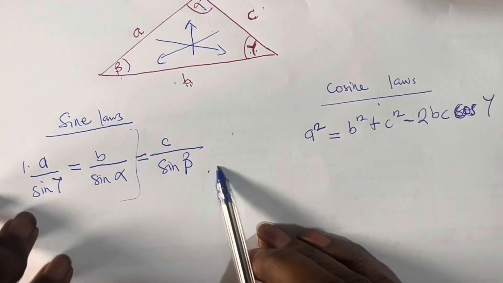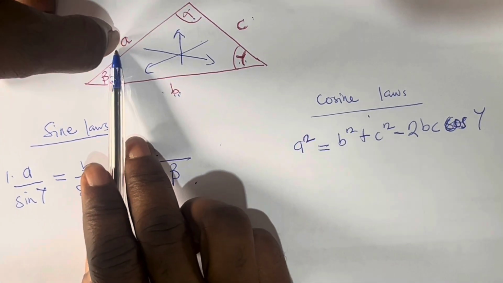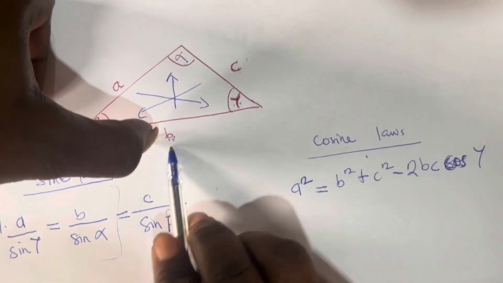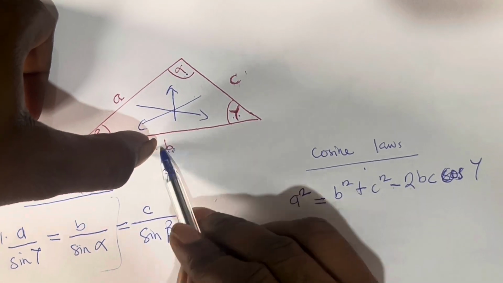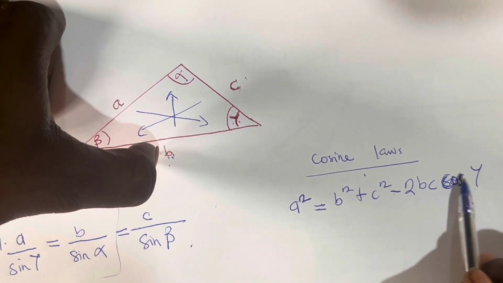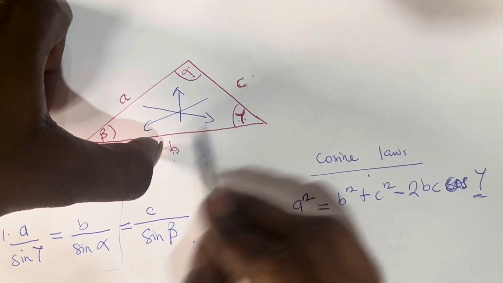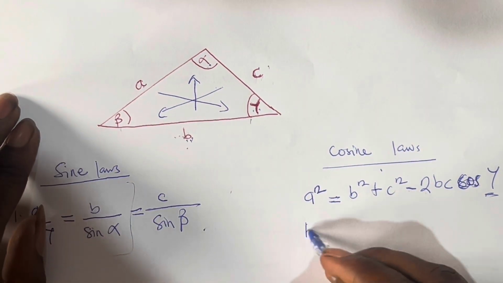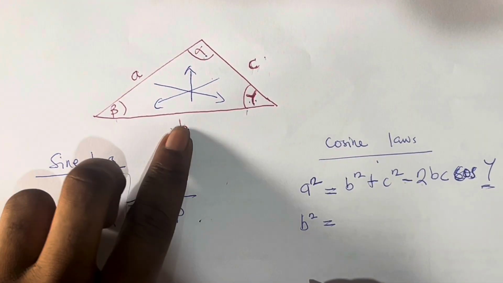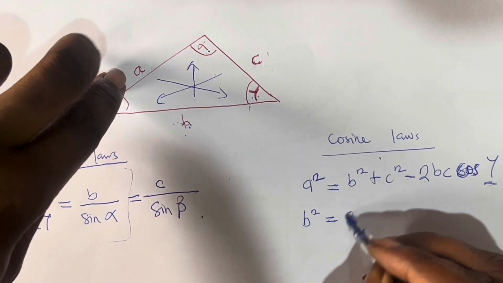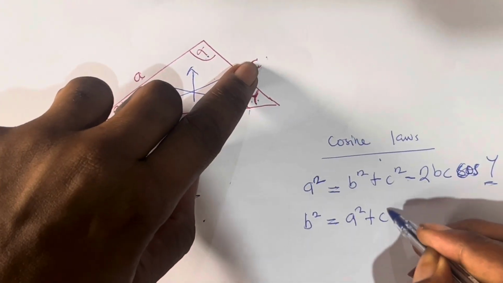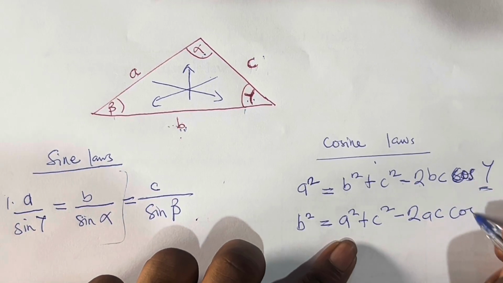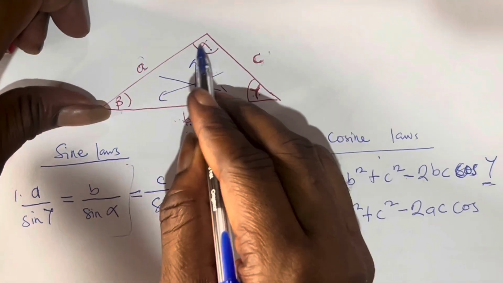So the cosine law says that I want to find the side of the triangle. The square of this side of the triangle is equal to the square of the other two sides minus 2 times the product of the other two sides times the cos of the angle that is between the other two sides. Yeah, it makes it very simple. So for instance, I want to also find B squared. So B squared is equal to A squared plus C squared minus 2AC cos the angle that is between what? A and C, which is angle what? Alpha.